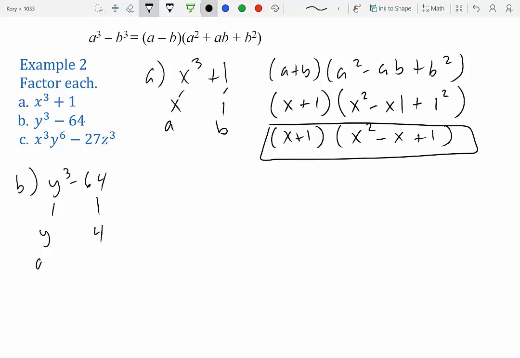So we have our a and we have our b. Now we're going to use the minus one because we're minusing in between. So we have a minus b times a squared plus ab plus b squared. So we're going to plug in a and b.